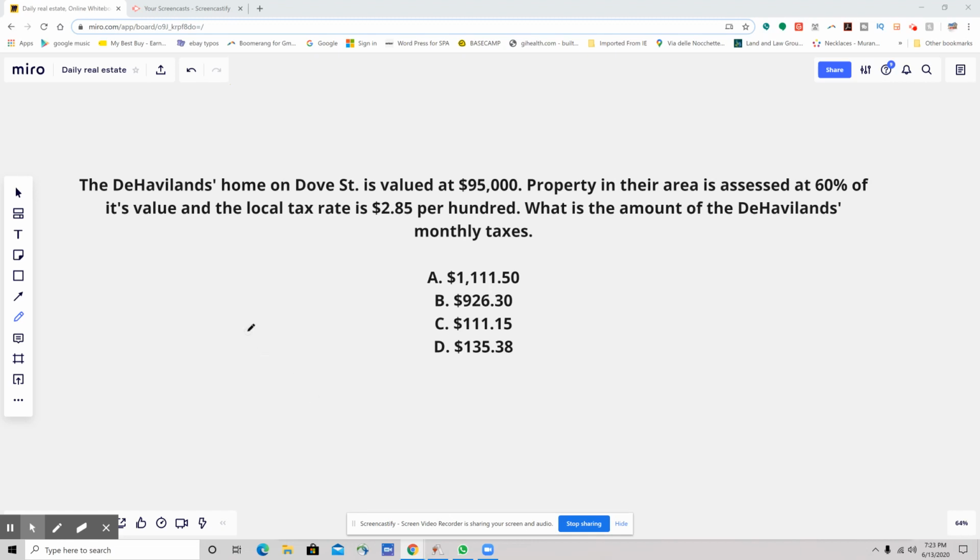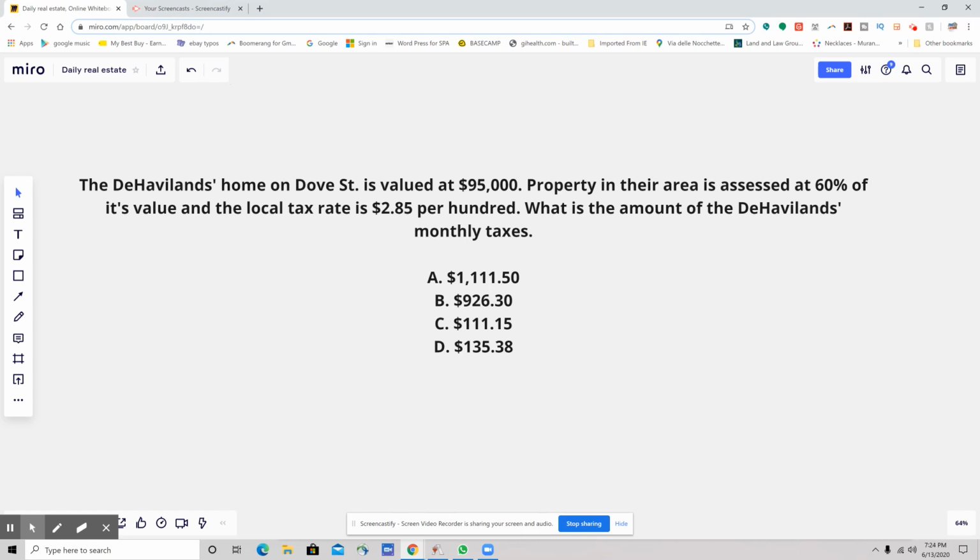So, without further ado, the de Havilland's home on Dove Street is valued at $95,000. Property in their area is assessed at 60% of its value, and the local tax rate is $2.85 per hundred. What is the amount of the de Havilland's monthly taxes?